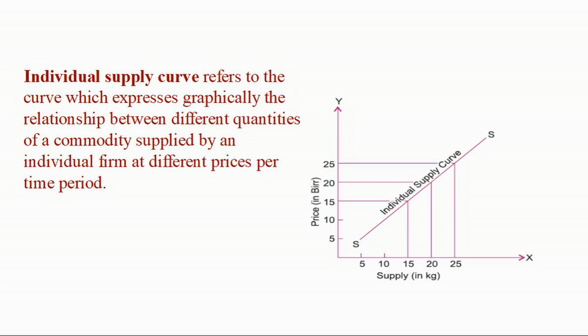Look at the graph carefully, students. There are different quantities supplied by the individual firm with their corresponding price. When the price is 15, there are 15 commodities supplied by the firm. At price 20, 20 commodities are available in the market, and 25 commodities at the next price. This shows a positive relationship between price and the quantity supplied by the firm.